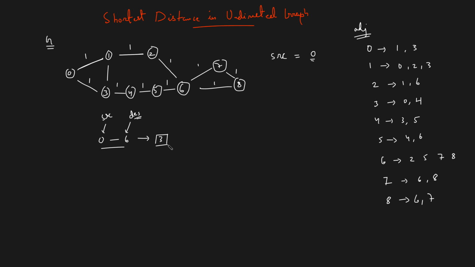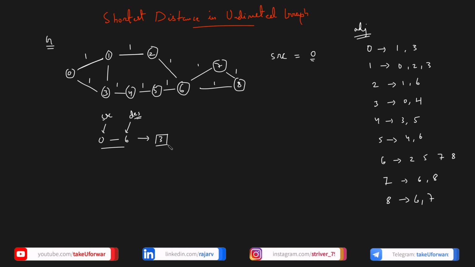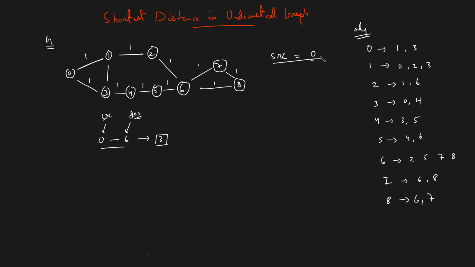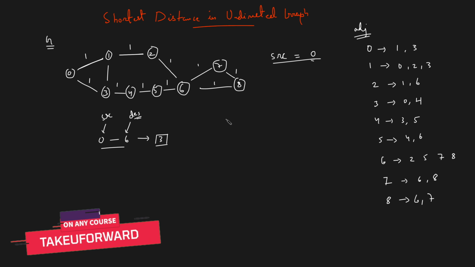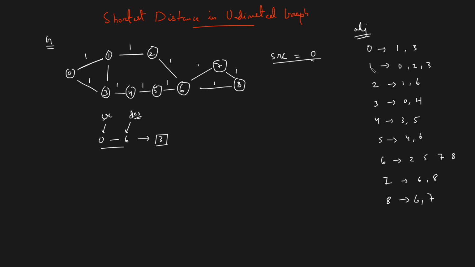So the problem statement is very simple. You will always be given a constant source. Now this is the source that is given to you, and you need to figure out what is the shortest distance from this source to every other node, be it node 1, node 2, node 3, node 7, node 8. You have to find the shortest distance from 0 to every other node. That is our problem statement.